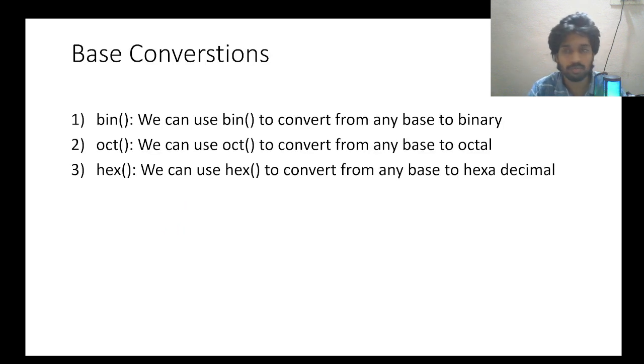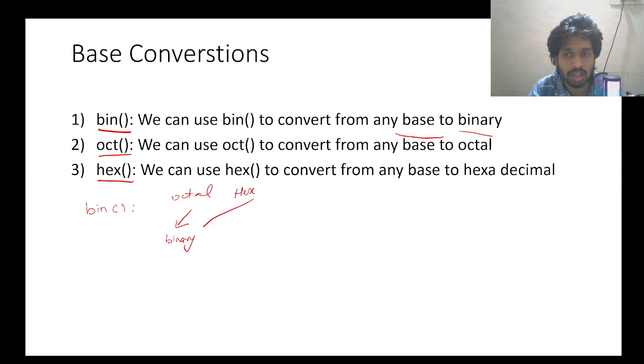So we have some functions for base conversions. This is the bin function, this is the oct function, this is the hex function. The bin function is used to convert from any base to binary. If I have octal, I can convert it into binary form. If I have hexadecimal, I can convert it into binary form. If I have decimal, I can convert it into binary form.